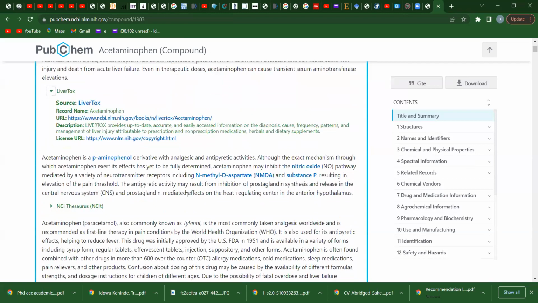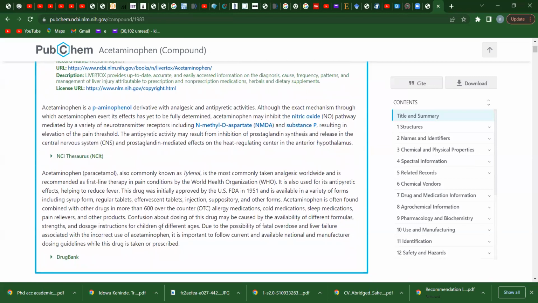Why I'm taking this for you is this is one of the significant databases where you can get information about any compound, any drug, just put it there. You understand? Even the one being prescribed to you by pharmacists, you can come there and read about it.